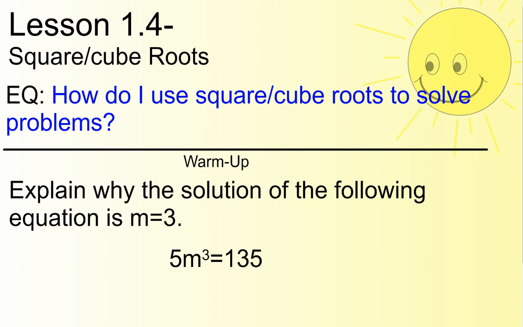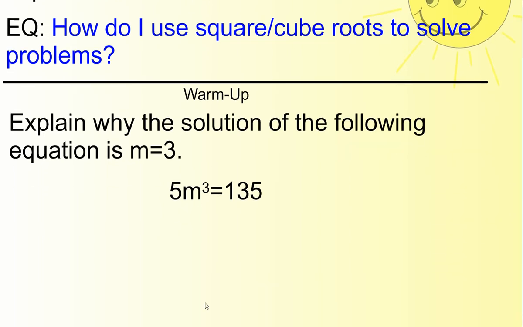In this lesson, we're starting to talk about square roots and cube roots. The essential question says, how do I use square roots and cube roots to solve problems? In the warm-up, I have you try to explain why the solution of the following equation is m equals 3. So I have this equation 5 times m to the third power equals 135. So why would m equal 3 in this problem?